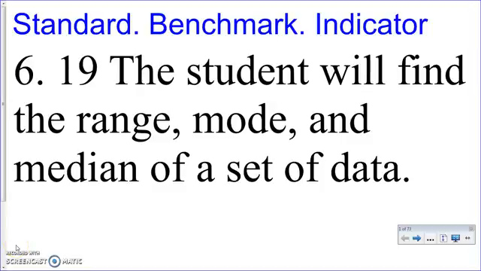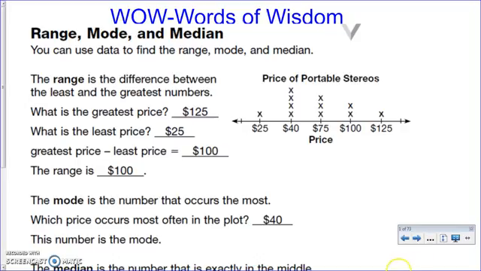Today we are beginning our graphing unit. Please copy down the standard benchmark indicator on a clean page in your math notebook. The student will find the range, mode, and median of a set of data. Range, mode, and median. You can use data to find the range, mode, and median.